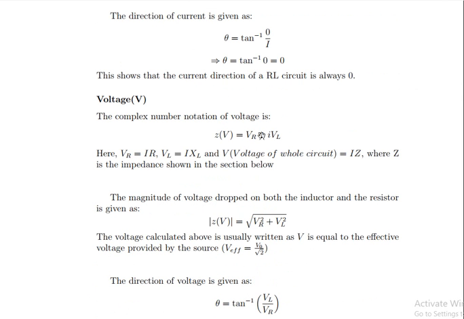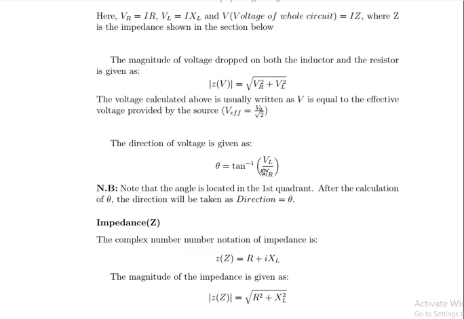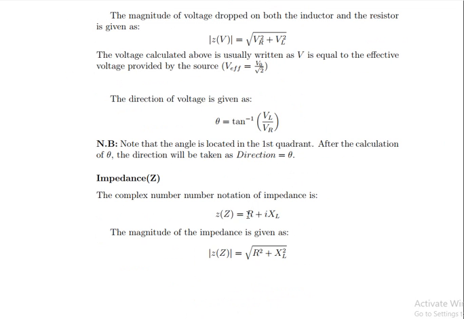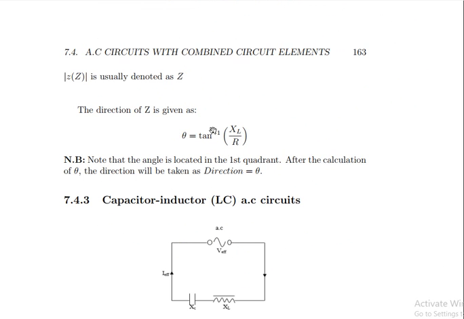The voltage is going to be VR plus iVL. The magnitude of that voltage is going to be the square root of VR squared plus VL squared, and the direction will be lying in the first quadrant. That is, theta is equal to tan inverse of VL all over VR. The impedance now is going to be R plus iXL, and the magnitude of that impedance is going to be the square root of R squared plus XL squared, and the direction is going to be equal to tan inverse of XL all over R.